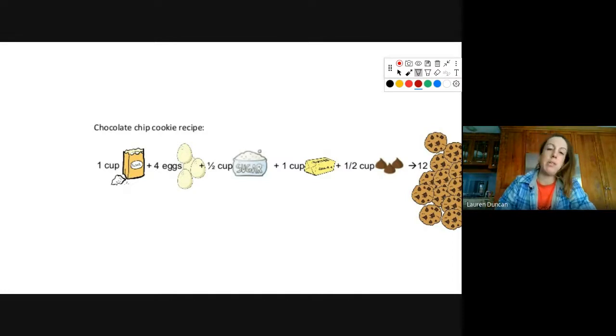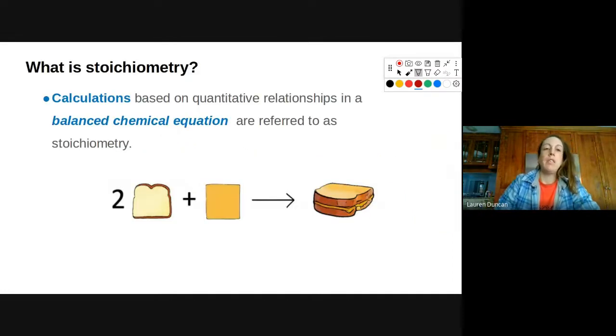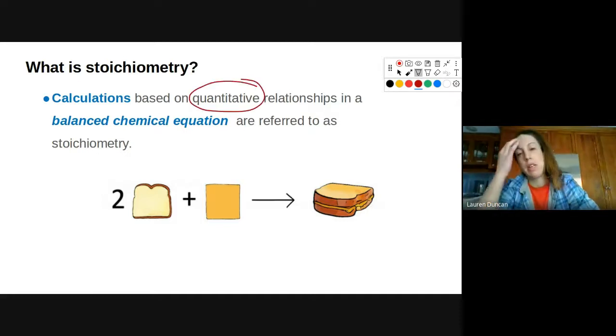an actual chemical equation. So, what's stoichiometry? Well, it's essentially what we just did. They're calculations based on a balanced chemical equation, based on the quantitative or numeric relationships in a balanced chemical equation.